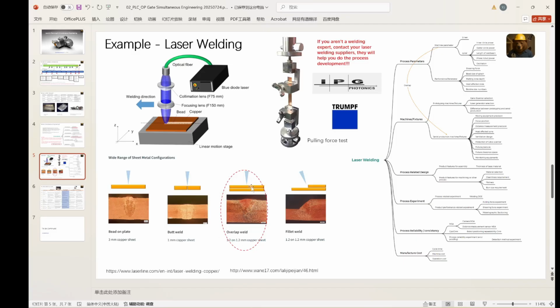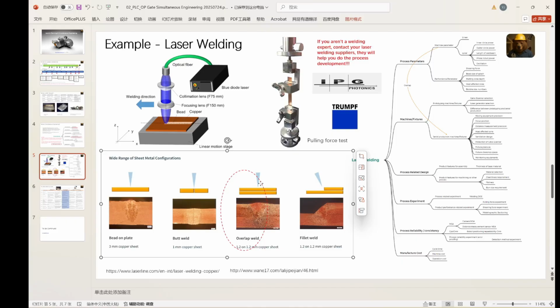We're going to talk about four types of weld. There are a lot, of course, there are more. I've given examples of four types of weld, and we use this one a lot. We use this overlap weld a lot.